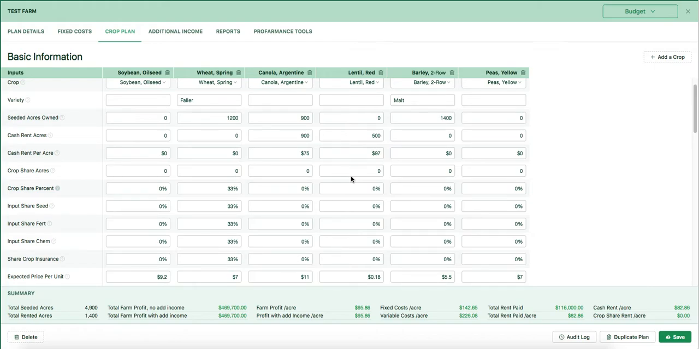It's a bit of a test, and what I want you to look at is the summary down here at the bottom as to where this is at. It's 4,900 acres. He's got 1,400 rented. His total farm profit is $469,700, and farm profit about $95. Fixed costs $142. Total rent paid about $116,000, and his cash rent payment is $82.68 an acre.